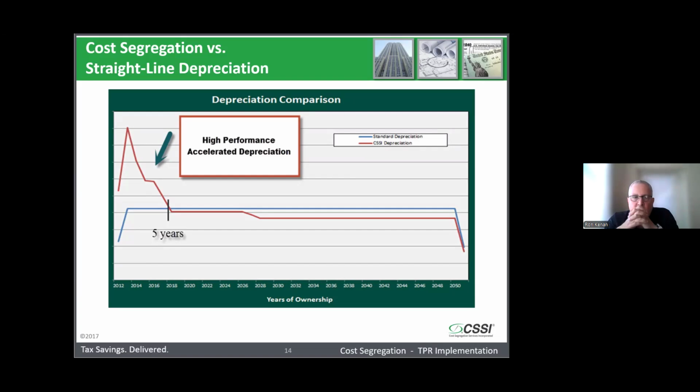And there's a table that will provide you with the value of money. You don't really need that. Everybody knows the value of money if it's here in your pocket and not with the IRS. Okay.